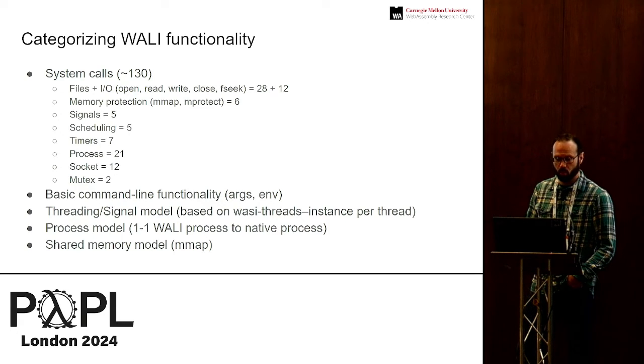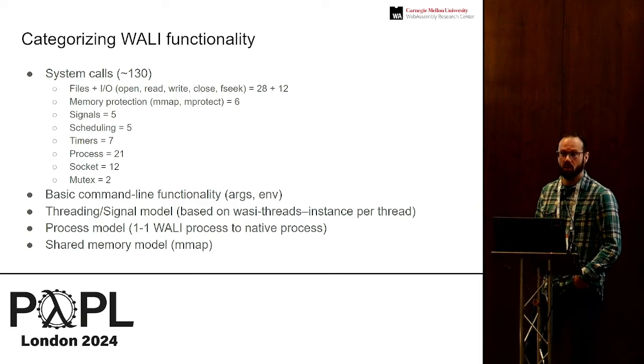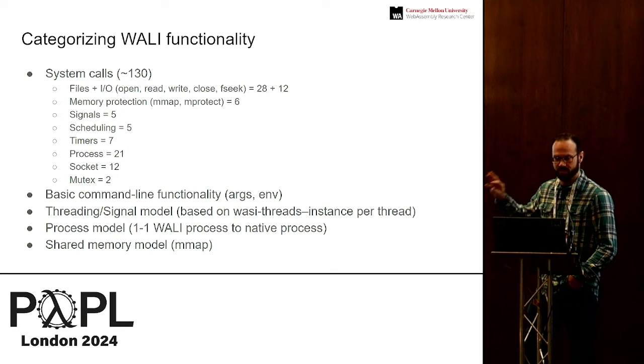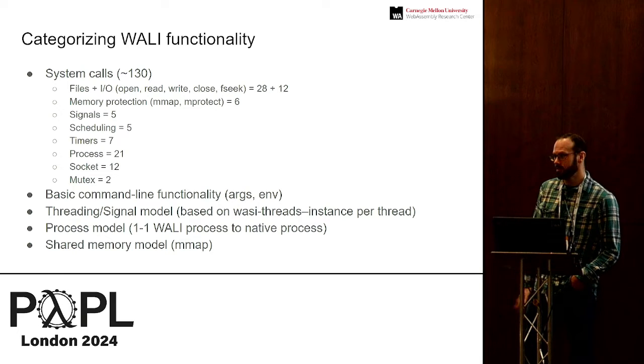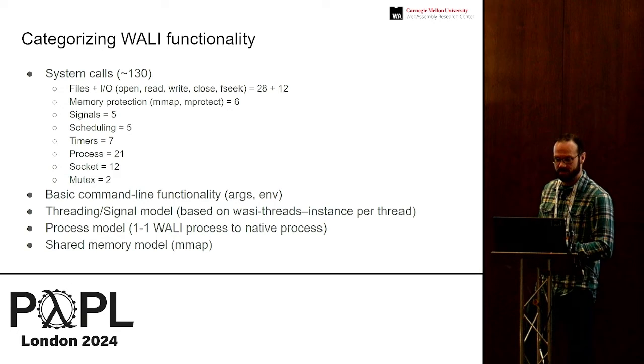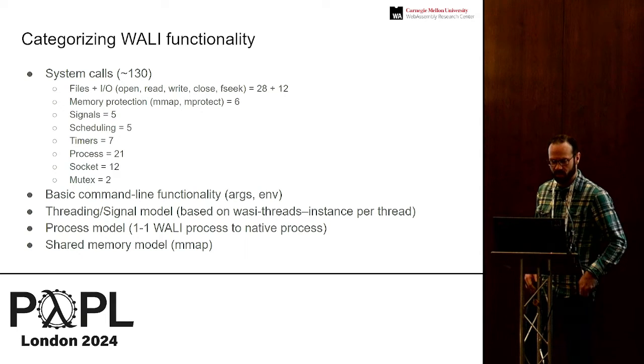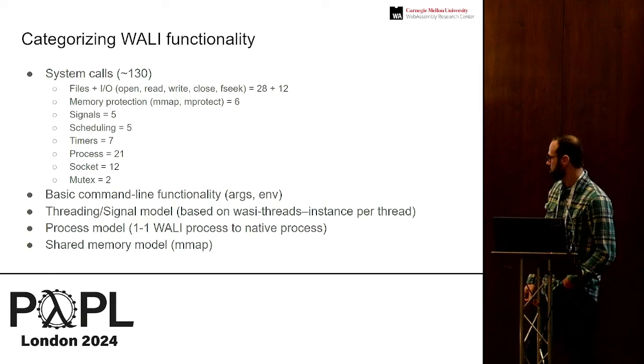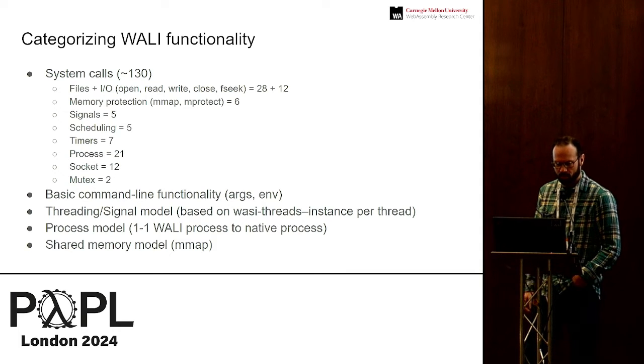Signals are important because that's an inter-process communication mechanism. There's only like 5 calls. Those are the complicated ones of dealing with signal handlers. We'll talk about that in a minute. But also manipulating scheduling, that happens too. Timers for all kinds of things. And then process control. So we're able to run bash on top of WALI. And bash is a shell that runs all kinds of different processes. So talking about child and parent processes and sending signals and things like that, there are about 20 calls there. Sockets work, mutexes work too.